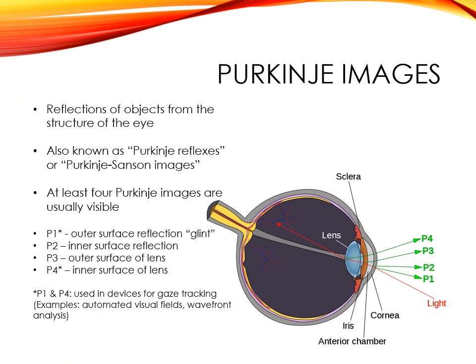Purkinje images are reflections on the surface of the cornea and the lens when the eye is illuminated from a light source. Typically, the angle kappa can be determined for a particular eye using Purkinje images. There are usually at least 4 Purkinje images visible. P1 is the outer surface reflection or glint. P4 is the inner surface of the lens. P1 and P4 are used for devices which use gaze tracking technology.